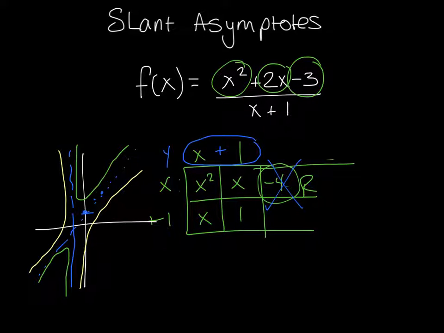And so basically you're just plugging in values, still looking at the vertical asymptote. You're plugging in values on either side of the vertical asymptote just so you get a good idea of what it is. But that's slant asymptote.